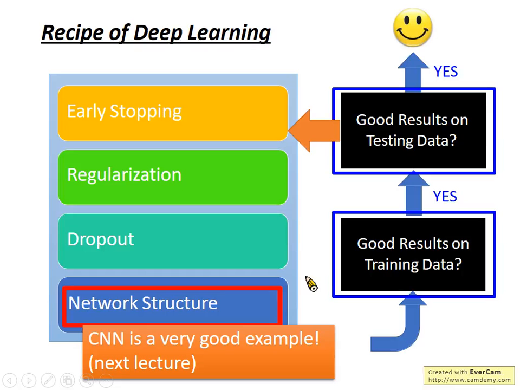The final recipe to reduce overfitting is the network structure. We may need to design a different network structure to reduce overfitting. So far we have just mentioned the fully connected neural network, but for many image analysis tasks, another structure may be better, like the convolutional neural network. CNN is a very good example that can reduce overfitting, and we will describe CNN later.